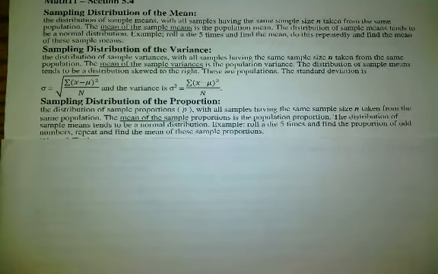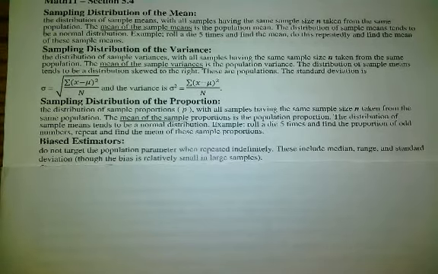So, continuing on, what if we're talking about a proportion instead of the mean or a variance? The distribution of sample proportions, called p hat, with all samples again having the same size, taken from the same population, the mean of the sample proportion is the population proportion. So in all these cases, the mean of these things matches what you would have from the population. And they tend to be a normal distribution. And if they're a normal distribution, then that means that we can use our z-scores to find our probabilities.